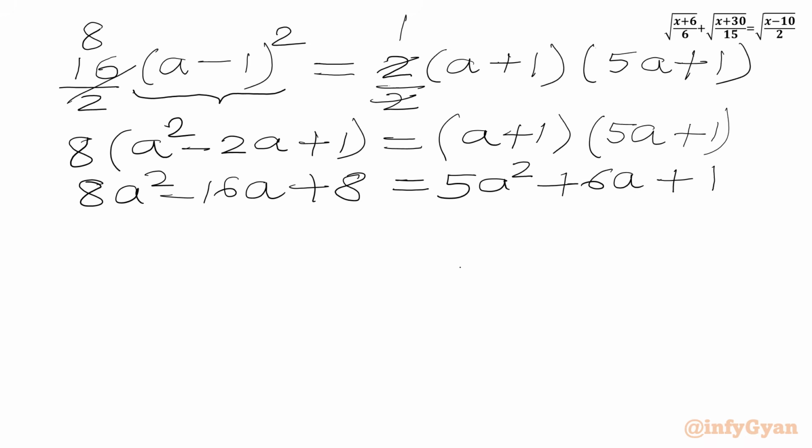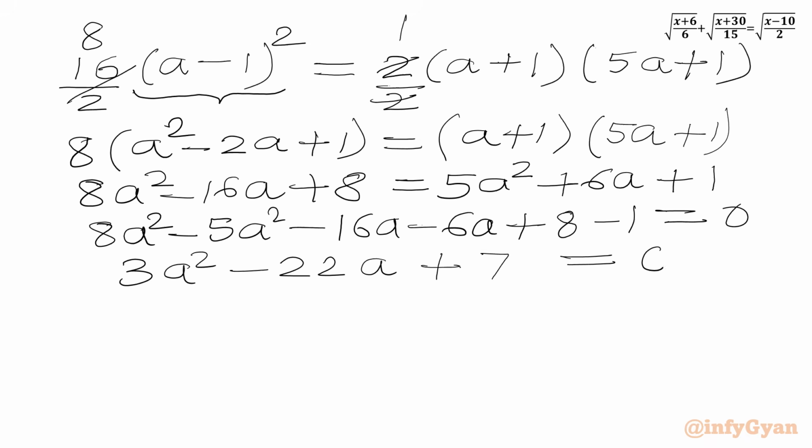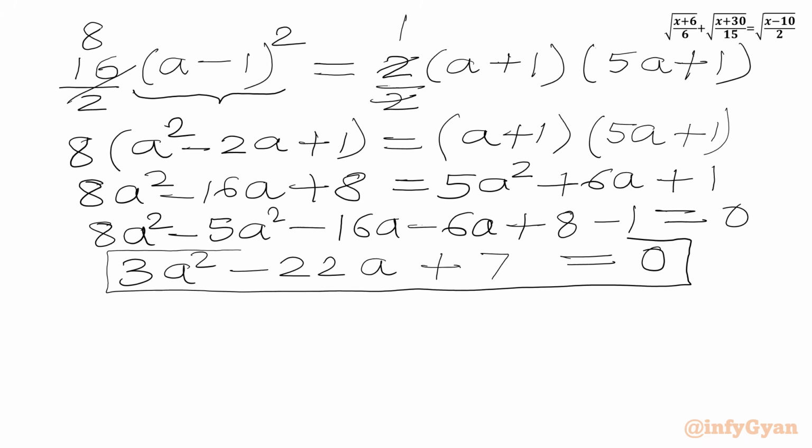Now we will take all the terms to one side and we can write 8a square minus 5a square minus 16a minus 6a, 8 minus 1 equal to 0. So 8a square minus 5a square is 3a square, minus 16 minus 6 minus 22a, 8 minus 1 is 7 equal to 0. Now we have one quadratic equation which we will solve using the method of factorization.